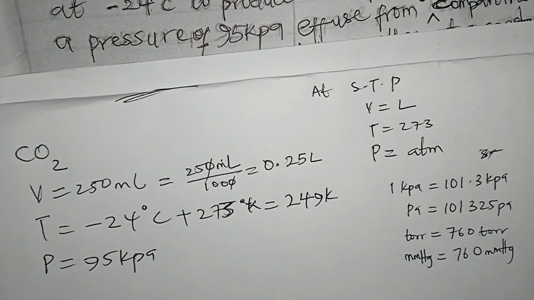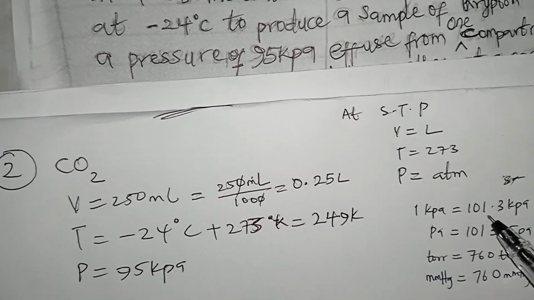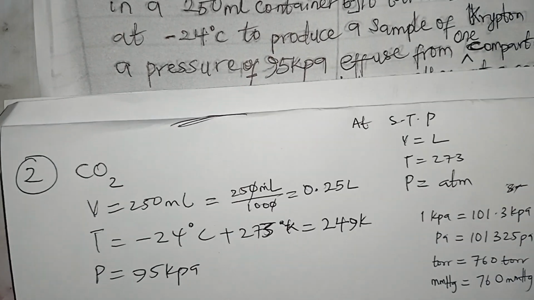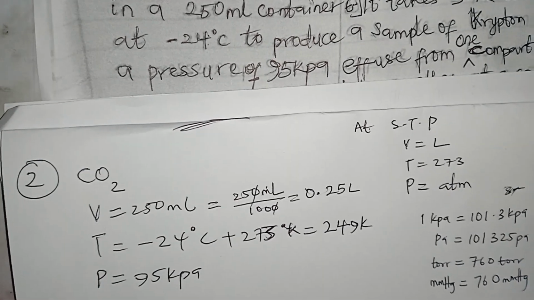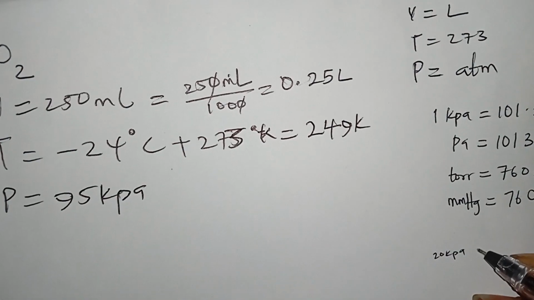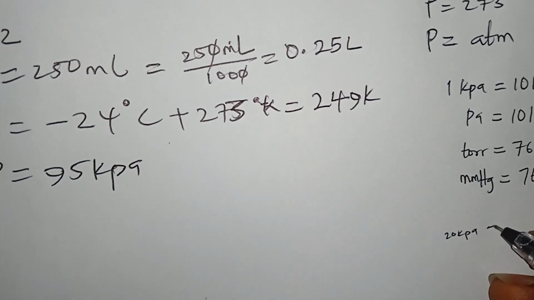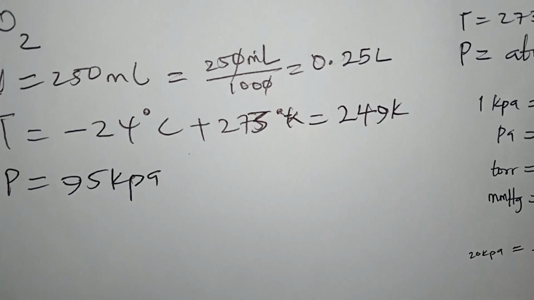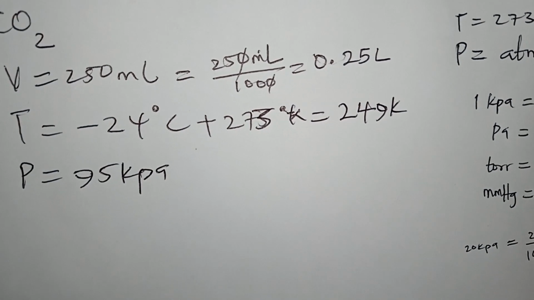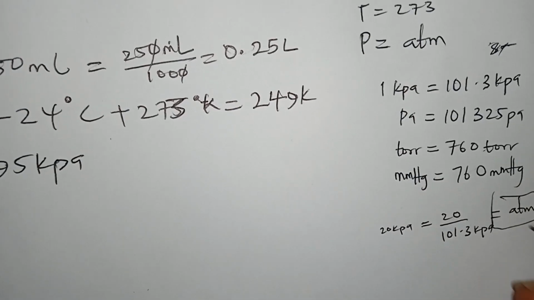What this means is that anytime you are given any value, let's say you're given 20 kilopascal, to convert it to atm, simply divide by this value. I need to convert it to atm, which is the unit of pressure at STP. All I need to do is 20 over 101.3 kilopascal. Then whatever answer I get is in atm.